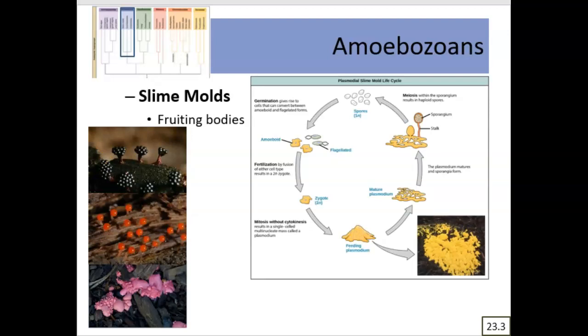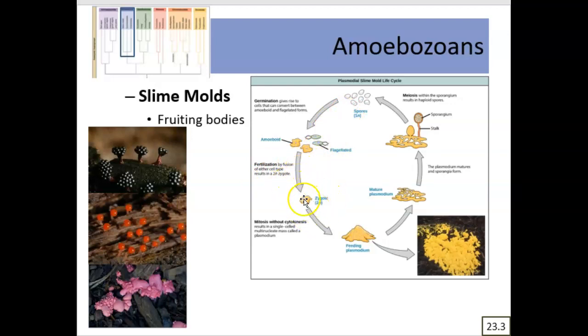So here's a life cycle of one type of slime mold. So let's start up here. I guess let's start with the spores. So here are these haploid spores, and those spores can turn into either a flagellated form or an amoeboid form. Still single-celled, but either flagellated or amoeboid. And then at some point, two of those cells are going to fuse together, so fertilization. So these are haploid cells fusing together, producing a diploid zygote.